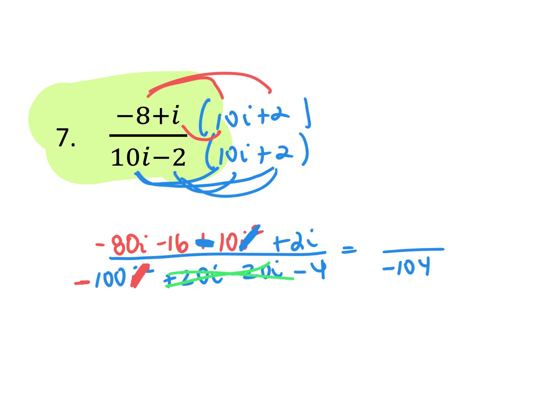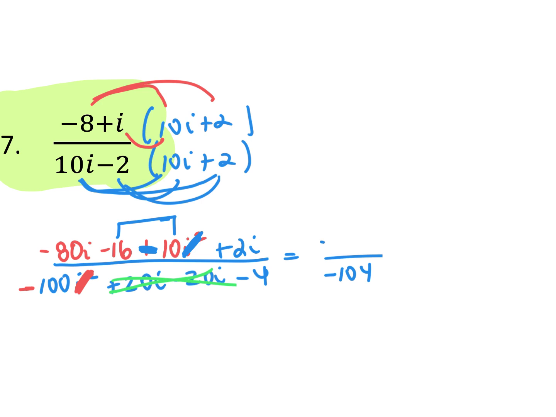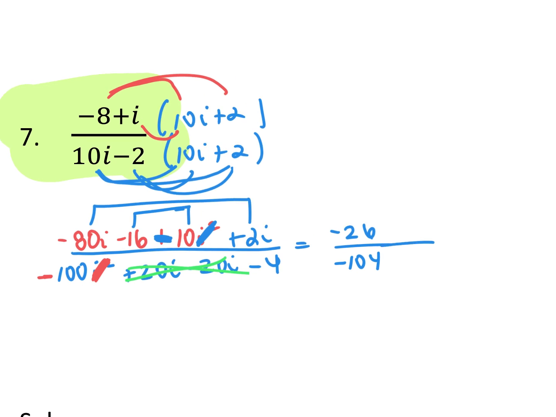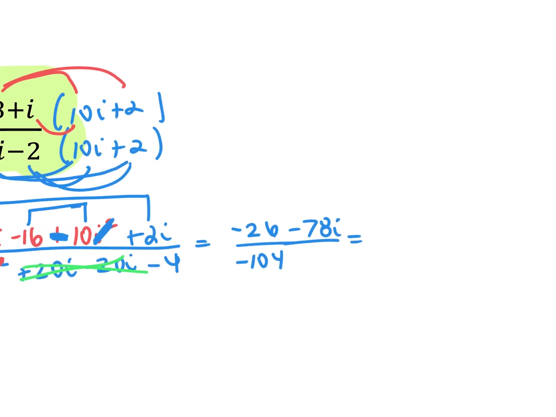So what are my two reals? Negative 16 and a negative 10 is negative 26, good. And then I have negative 80 and a positive 2. Negative 78i. At this point, you should try and simplify. Take out a GCF. What number goes into both 26 and 78? 2? Yeah? You want to take out a negative 2? That's fine. It doesn't matter. To take out a 2.